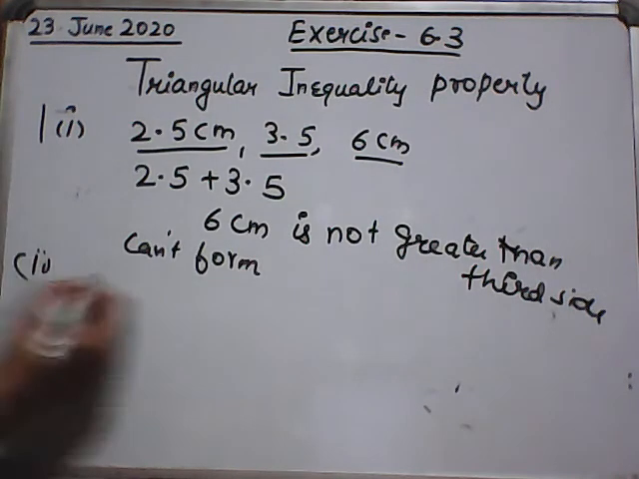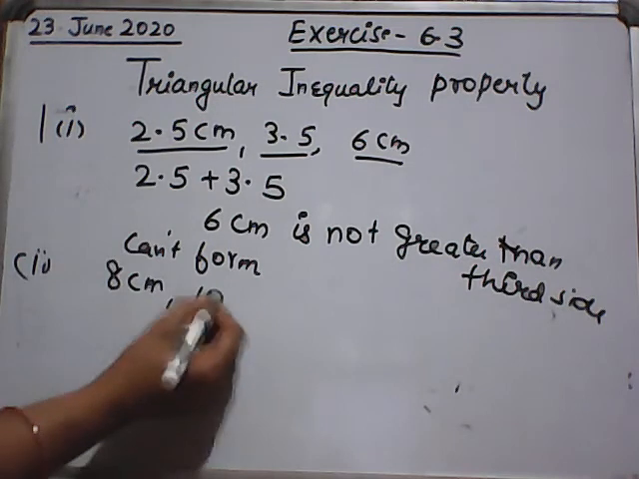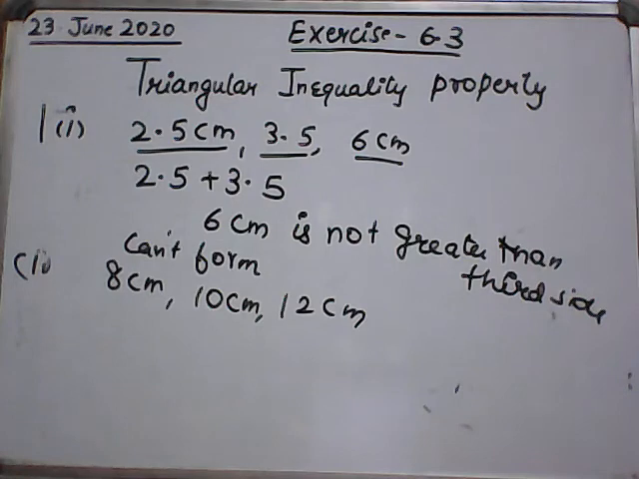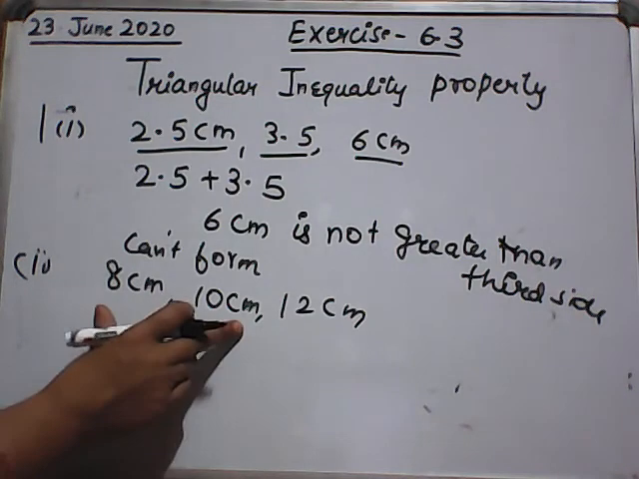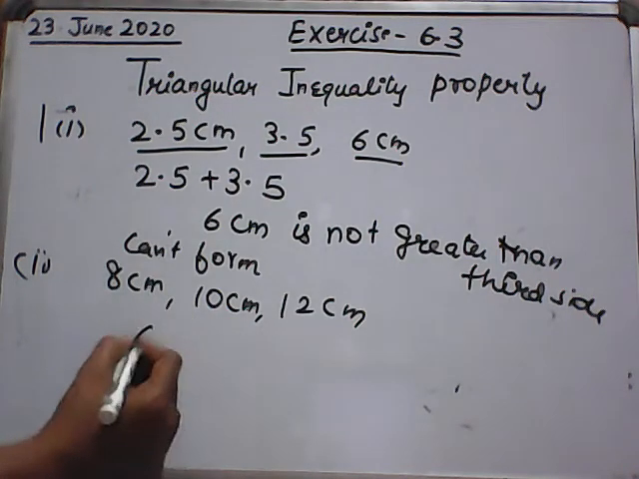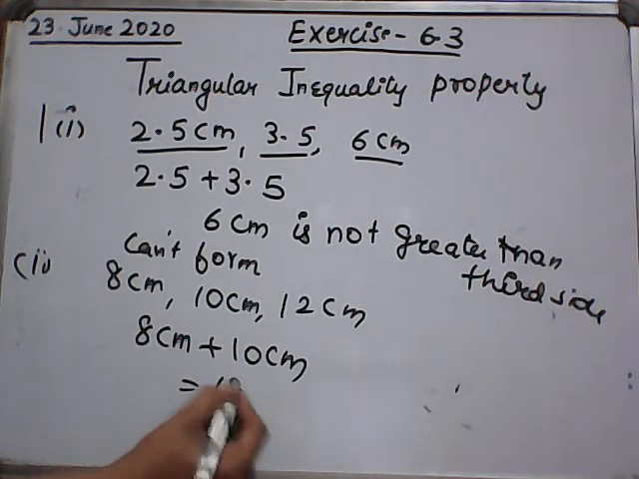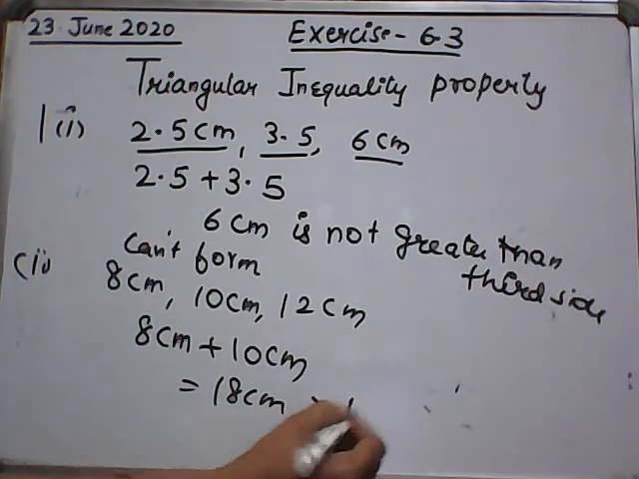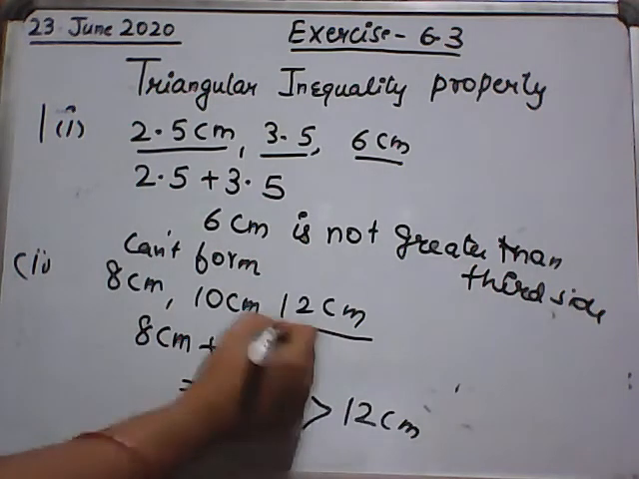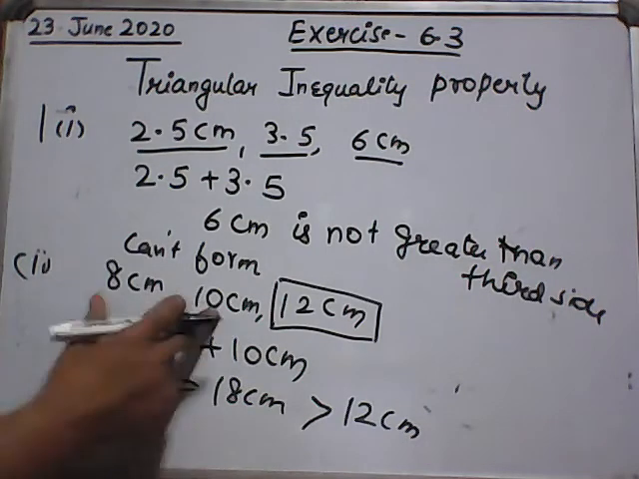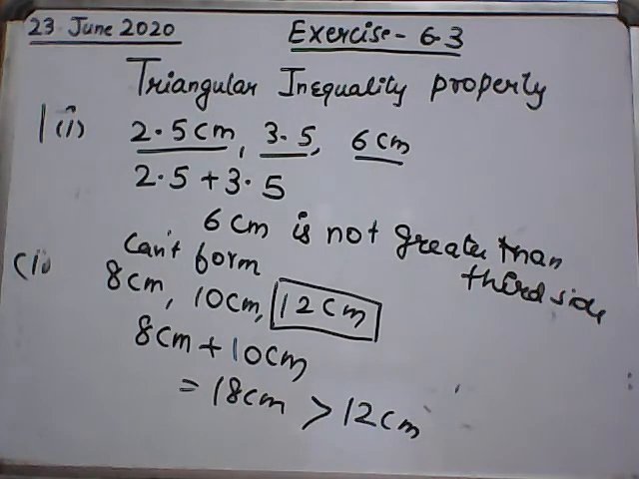The next part gives you 8 centimeter, 10 centimeter and 12 centimeter. What are the two shorter sides? 8 centimeter and 10 centimeter. The sum of the lengths of the two shorter sides, 8 centimeter plus 10 centimeter, is 18 centimeter. That is greater than the third side, or the greater side, 12 centimeter. Now, these three sides satisfy the triangular inequality property. So we can form a triangle with the given sides.